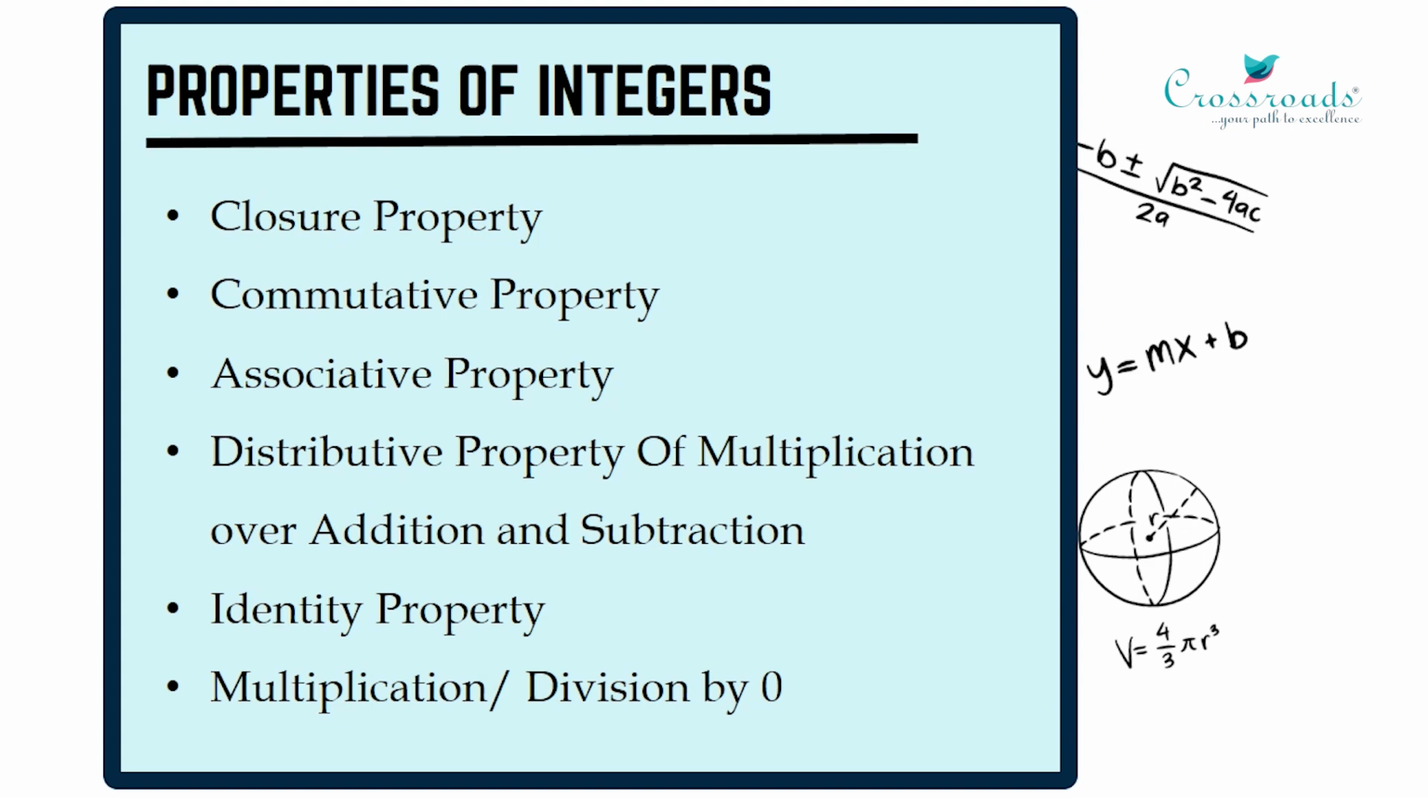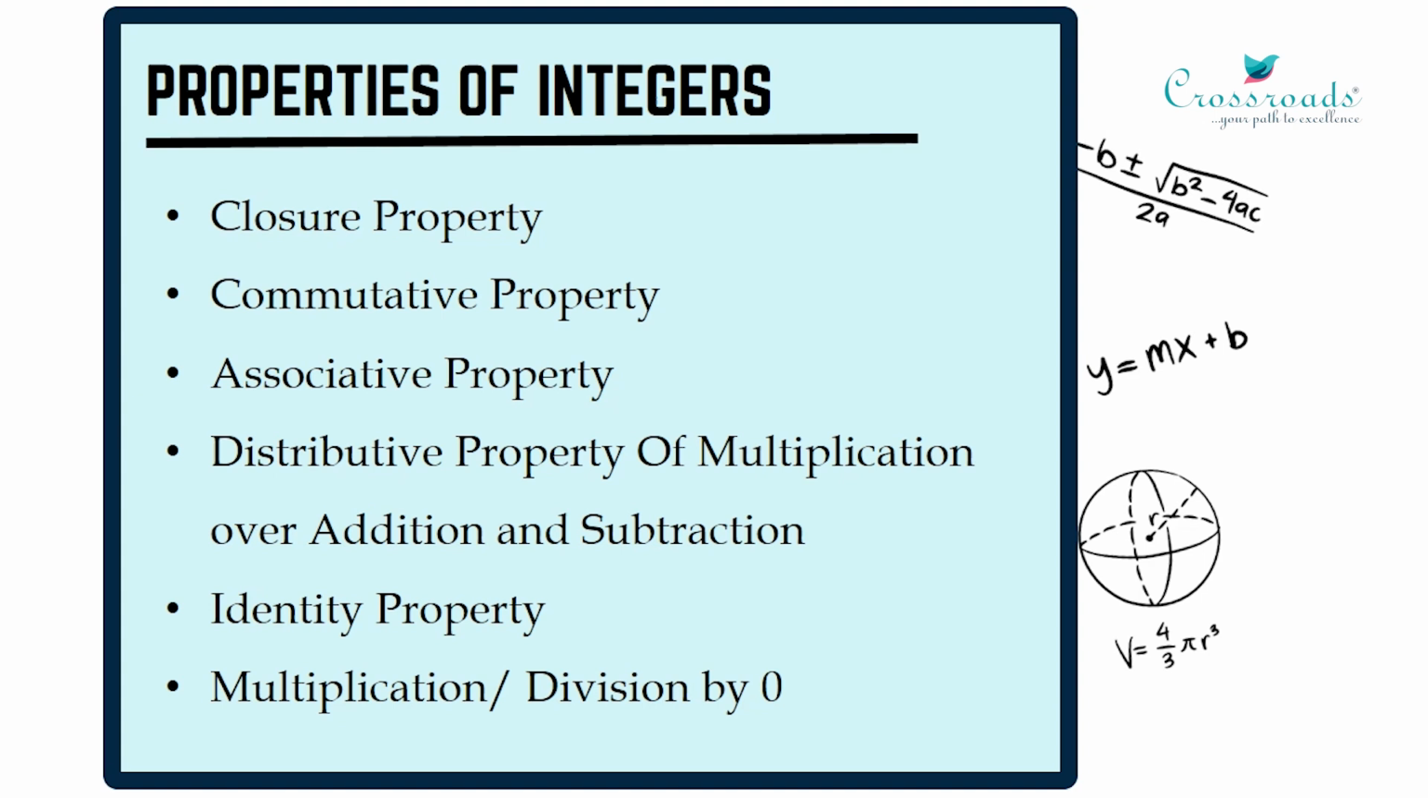Now coming to the identity property. When 0 is added to an integer, the sum is the integer itself. For example, a plus 0, the answer is going to be a. So 0 becomes the identity for addition. Now coming to multiplication, when an integer is multiplied by 1, the product will be the integer itself. For example, a into 1, the answer is a. Therefore, 1 becomes the identity for multiplication.